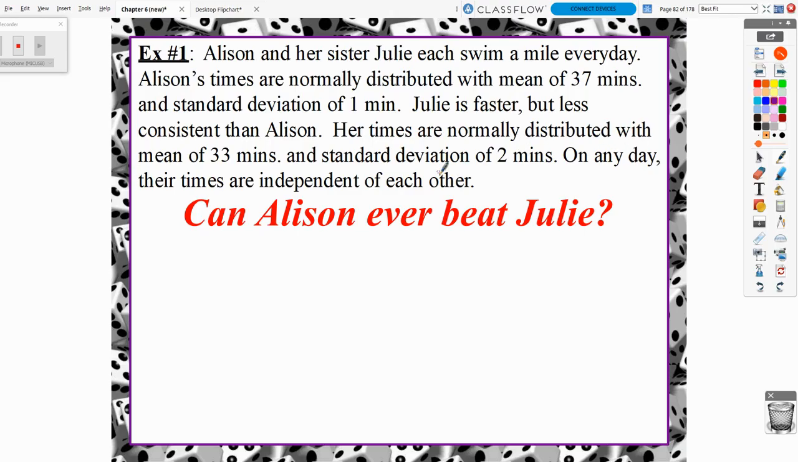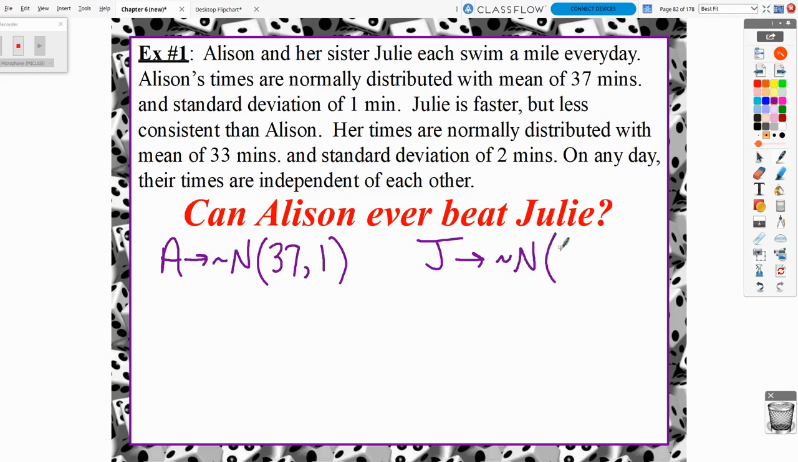So right now, here's what we can talk about. If we talked about Allison, we'll call her A. Allison follows a normal distribution with a mean of 37 and a standard deviation of 1. And Julie, we'll call J, also follows an approximately normal distribution with mean of 33 and a standard deviation of 2. Now, the question that I posed at the end of video 2 was, could Allison ever beat Julie? And that's what we're going to try to figure out.